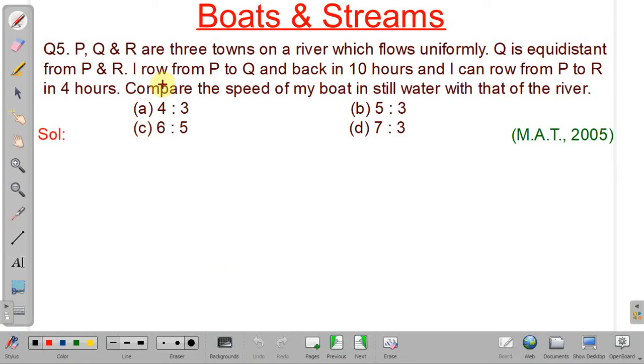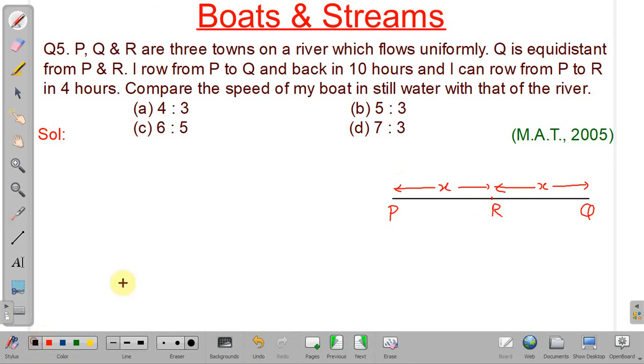See, in this problem, what is given? P, Q, and R. So these are three towns on a river which flows uniformly. So these towns must be on the side of the river. Suppose this denotes the river. Okay. So three towns P, Q, and R, and Q is equidistant from P and R. So Q should be in the middle of P and R. So this is R. Suppose distance from P to Q, suppose this one is x kilometer. So this will also be x kilometer only, x kilometer.